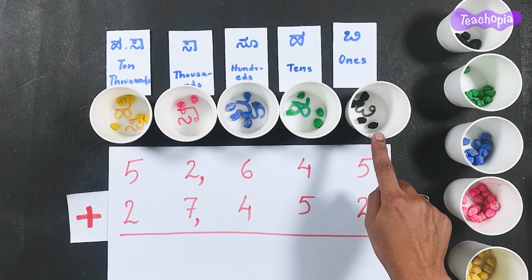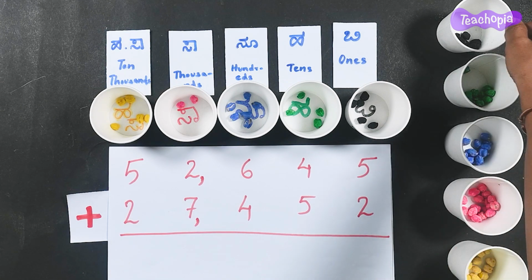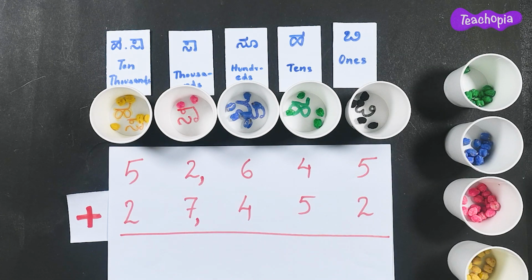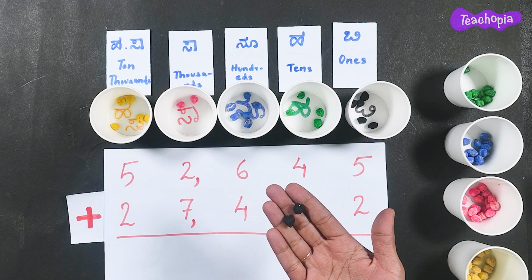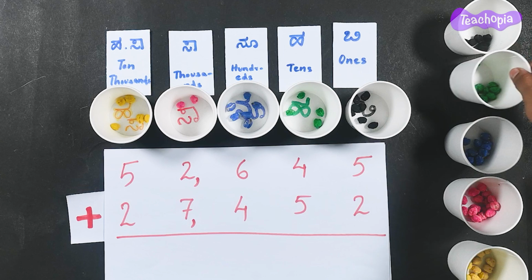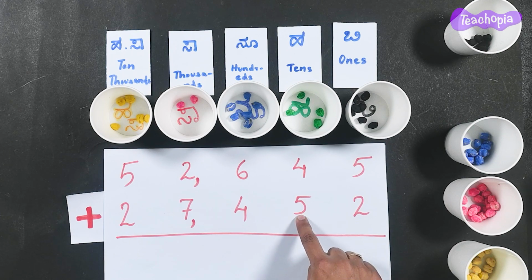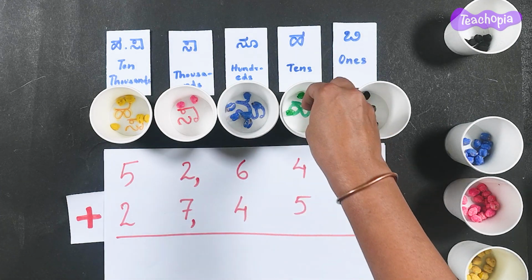We have to add the grains representing the second addend to these cups. In the units place of the second addend, we have number 2. So, we must put 2 grains in the cup in the units place. We take 2 black colored grains and put them in the cup representing the units place. In the tens place, we have 5. We have to add 5 green colored grains to the cup in the tens place. We take 5 green colored grains and put them in the cup representing the tens place.